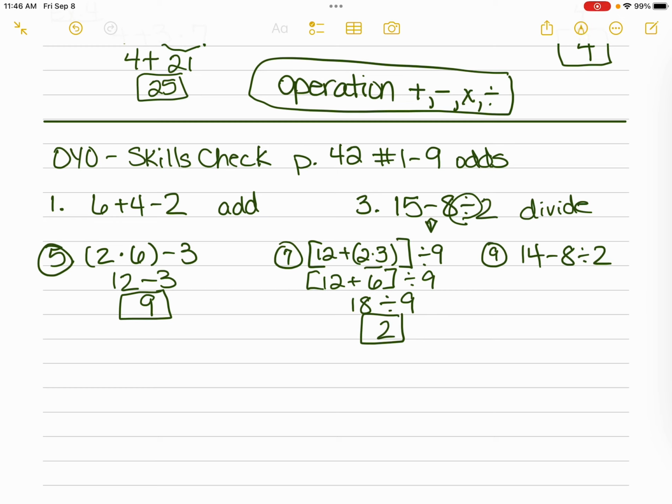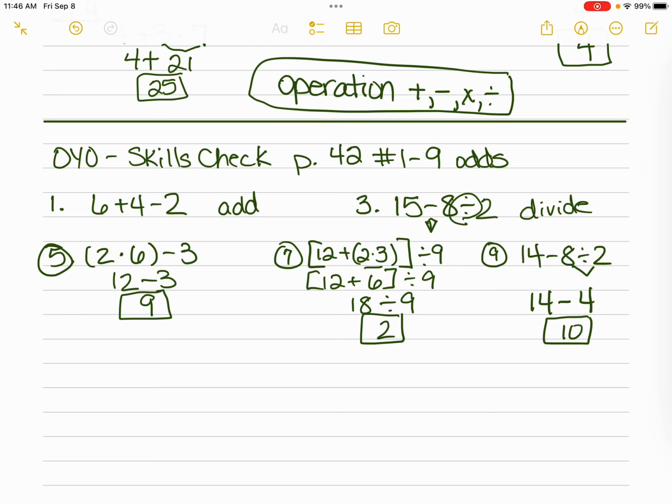Okay, and last one, number 9. I have a minus and a division. In my order of operations, it says to do division first. So I have 14 minus 8 divided by 2 is 4. And now I do 14 minus 4, which is 10, and that's my answer.